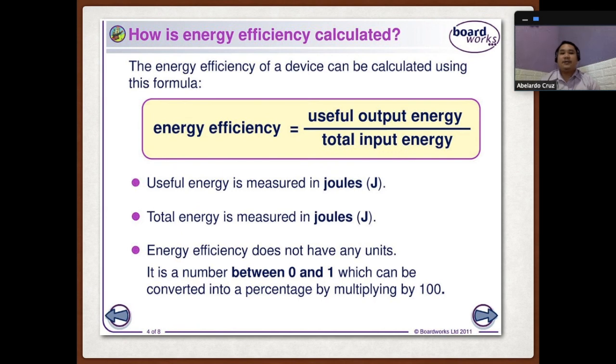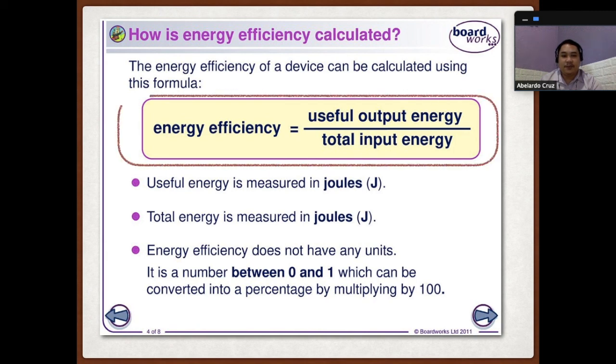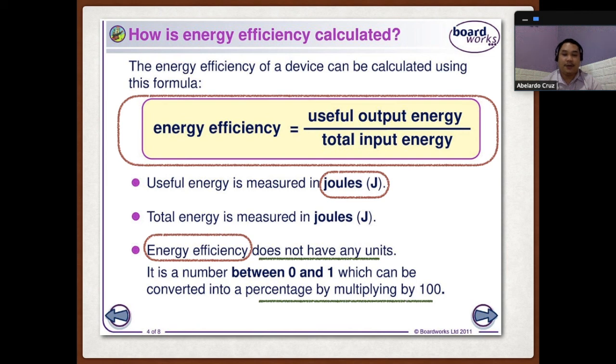Now, how is energy efficiency calculated? The energy efficiency of a device can be calculated using this formula: useful output energy divided by total input energy. Useful energy is usually measured in joules divided by joules. Therefore, energy efficiency does not have any units. It is a number between 0 and 1 which can be converted into a percentage by multiplying by 100.